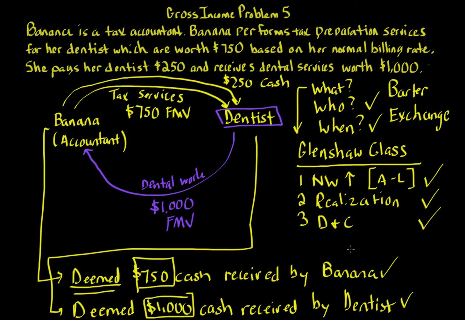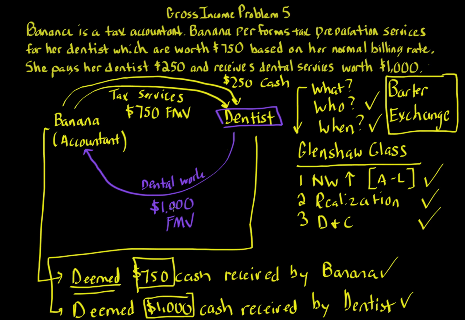So on banana's tax return, banana has to record $750 of gross income as a result of this transaction, and dentist has to record $1,000 of gross income. There are a few takeaways here. Whenever you have a barter exchange situation, it's important to understand what exactly is going on. That's why we drew this little map, right?